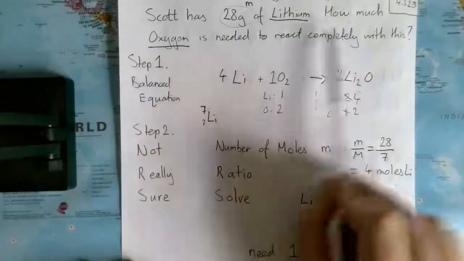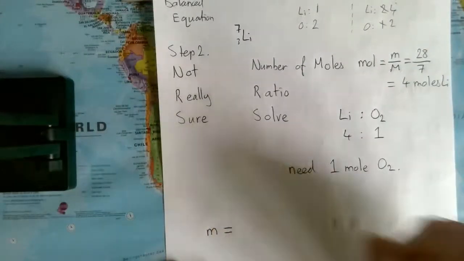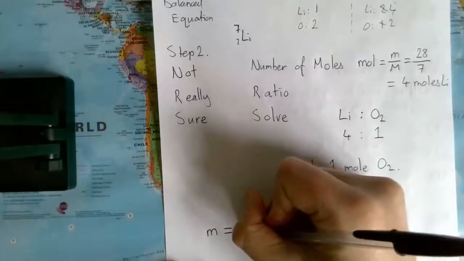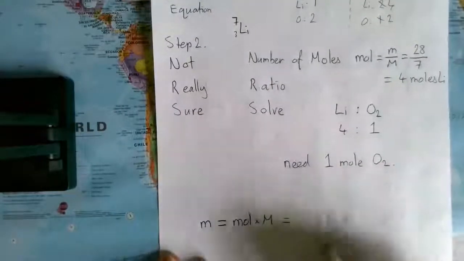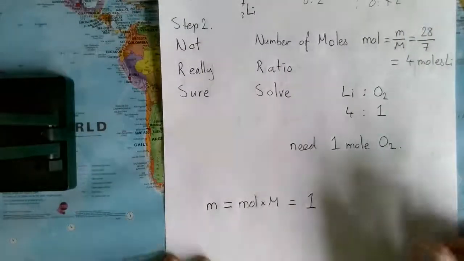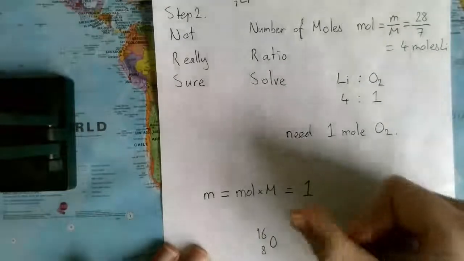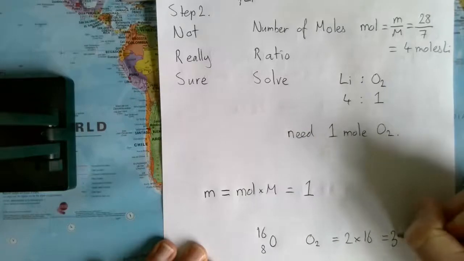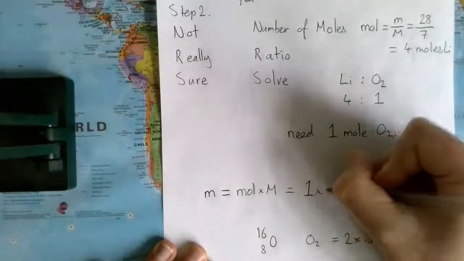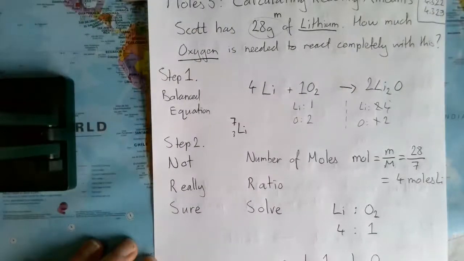If the question said what mass of oxygen is needed, we would need to remember the equation. The sample mass is the number of moles times by the mass of 1 mole. Well, we've got 1 mole. Oh no, how do we get this? Oh wait, don't panic. We look it up in the periodic table. Every oxygen is 16. So O2 is 2 times 16, which equals 32 grams. So we would do 1 times 32. So Scott the dog would need 32 grams of oxygen to react completely with his 28 grams of lithium.